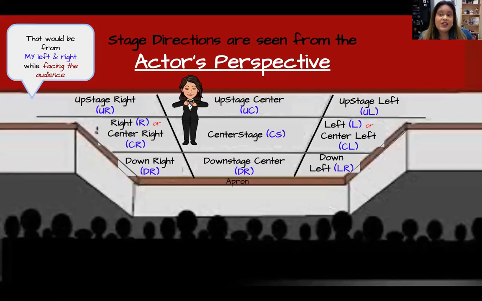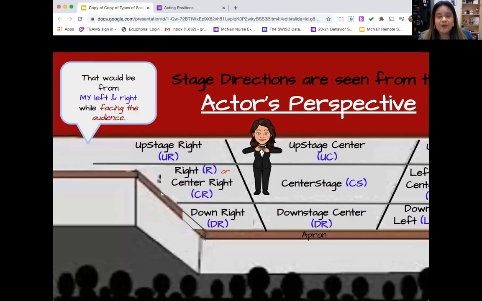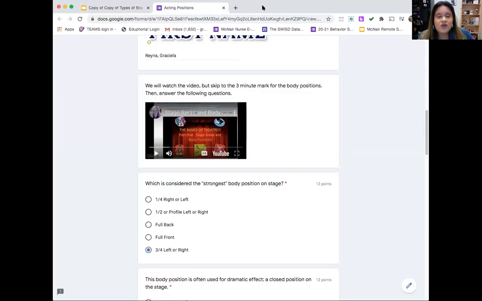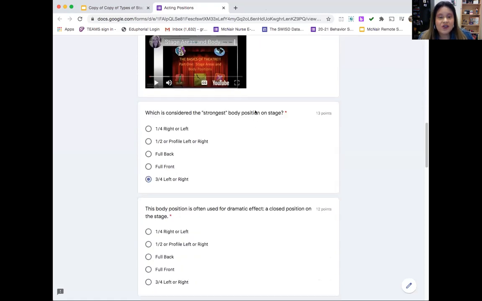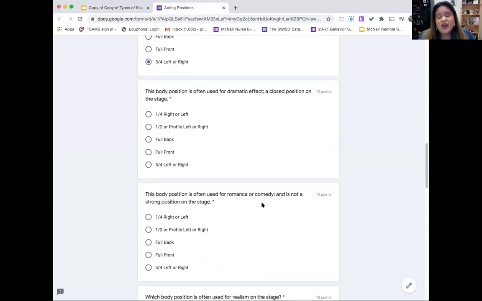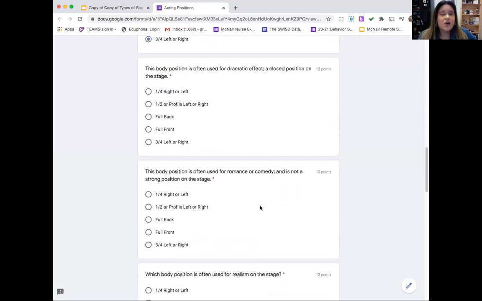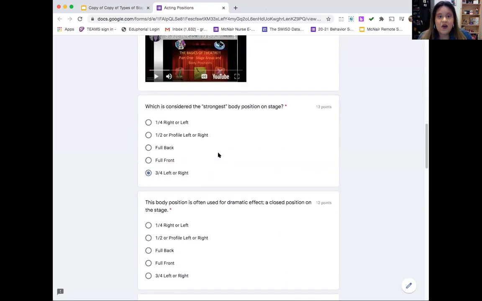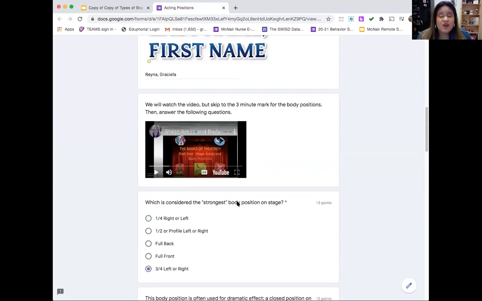And that is where we're going to stop in the presentation for today. So you are going to go back to your acting positions Google form, and you are going to answer the review questions that are about the terms I just went over, as well as the stage positions. Remember, you can always pause, go back, watch a video again, or watch this second video if you're confused, can't remember, or need some extra help.